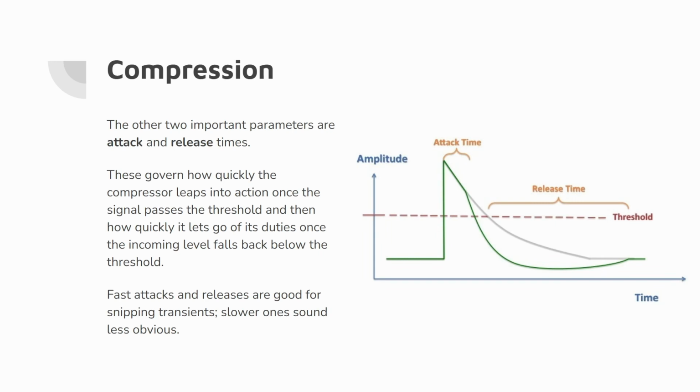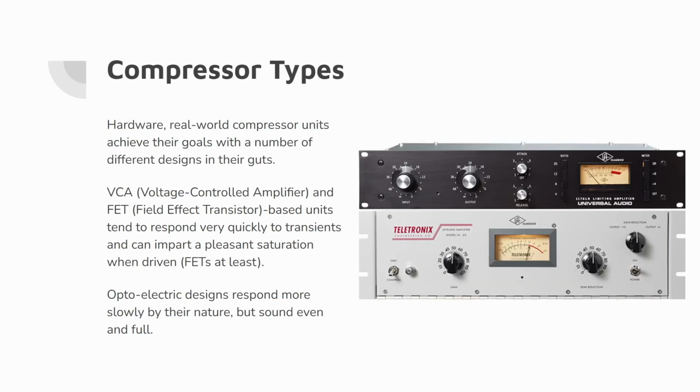We can fuss over that, but in general, fast attacks and releases are good for responding to fast changes in sound, like snipping transients, but slower ones sound less obvious. So say the human voice, something we're very attuned to. If you want to do more general leveling out of it, you may want to do some, well, I think voice is a little different actually. Let's say a bass guitar or something like that, where there's not a whole lot of dynamics. Slower attack and release times will smooth things out a little less noticeably.